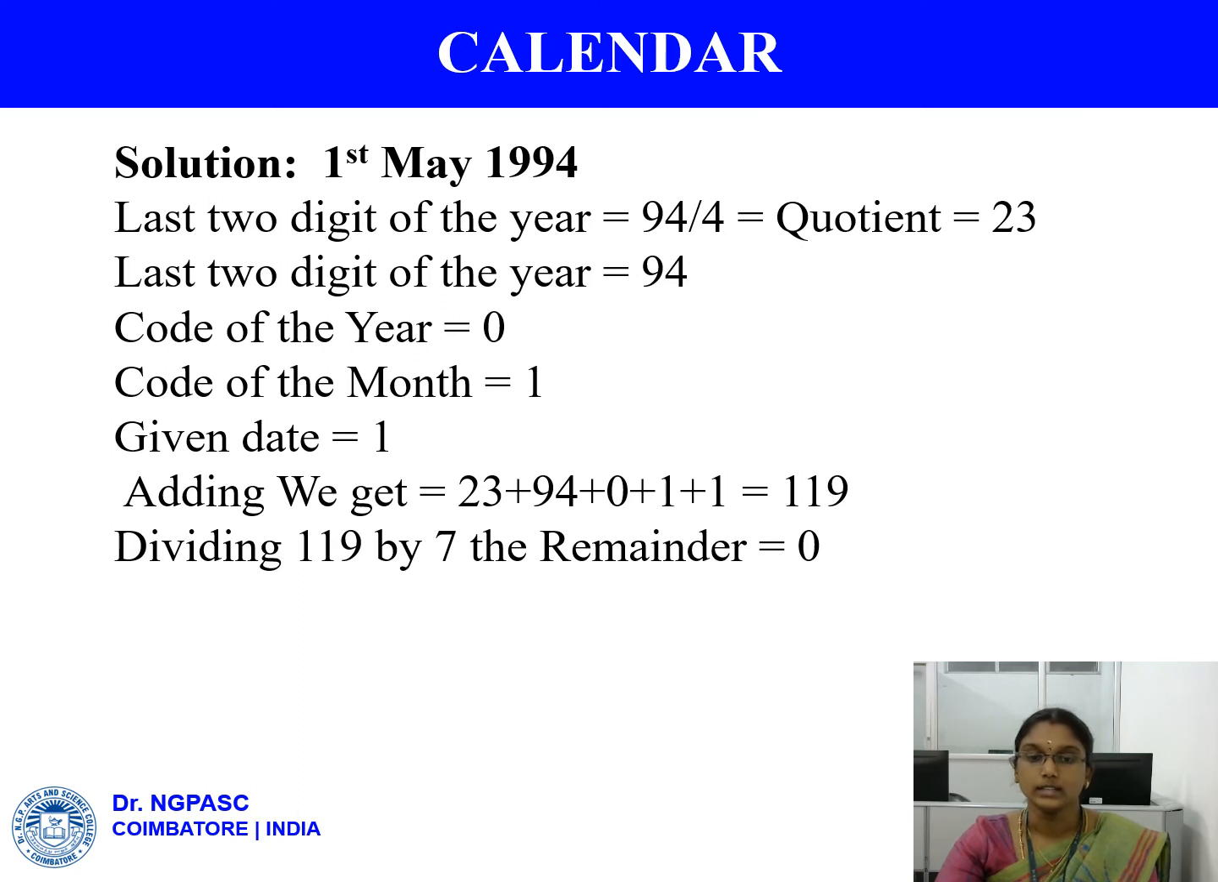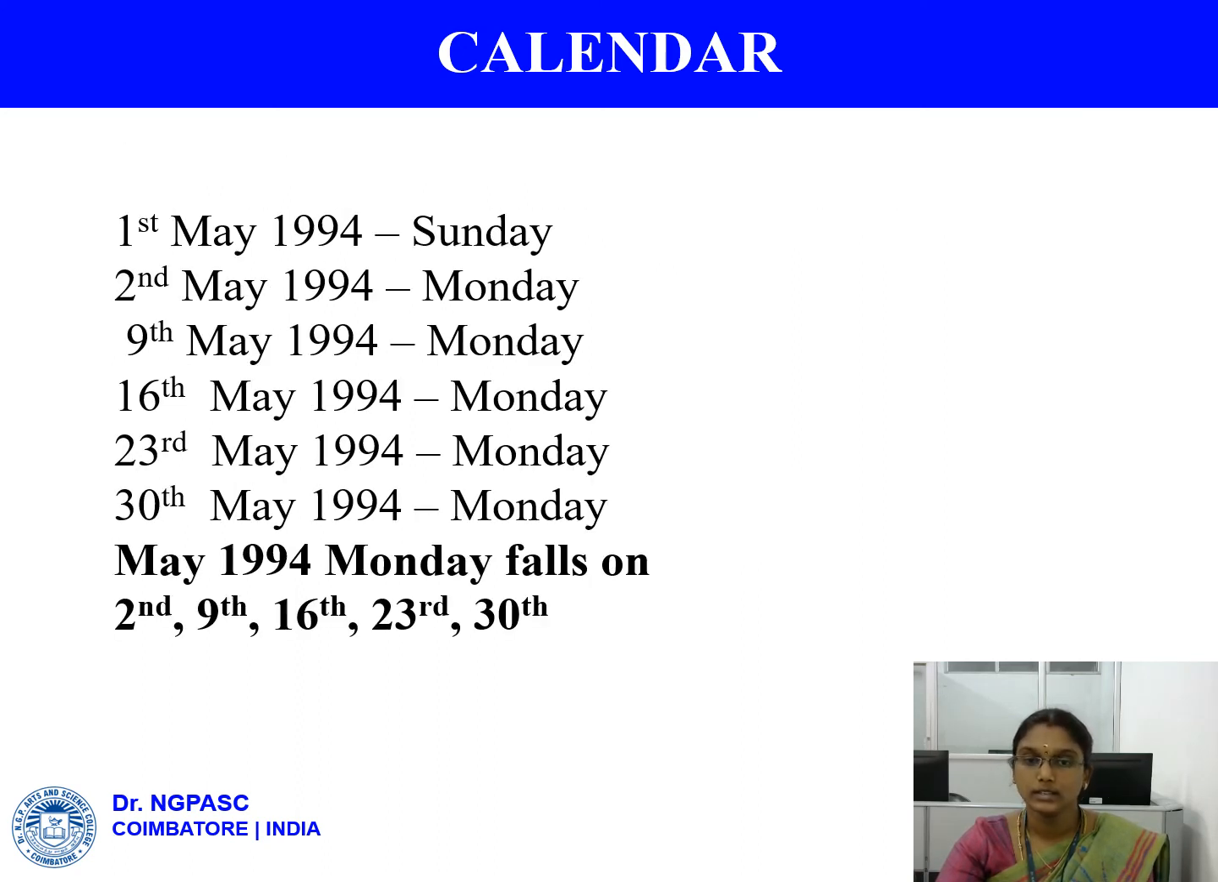So the remainder is 0. So 1st May 1994 is Sunday. Next, 2nd May 1994 is Monday. 9th May is Monday. 16th May Monday. Adding 7, that is 23rd May. Next adding 7, 30th May. So in May 1994, Monday falls on 2nd, 9th, 16th, 23rd and 30th.